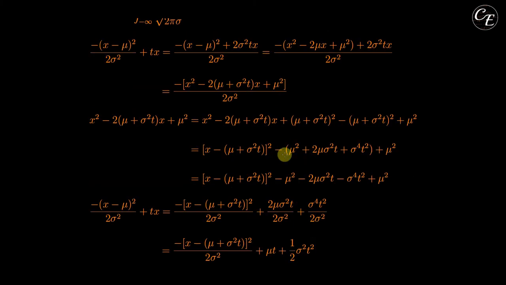Then let us distribute this negative for each term in here. So we have here negative mu squared minus this one, then minus this one. Then we can cancel out minus mu squared and plus mu squared. So we're left with this one.